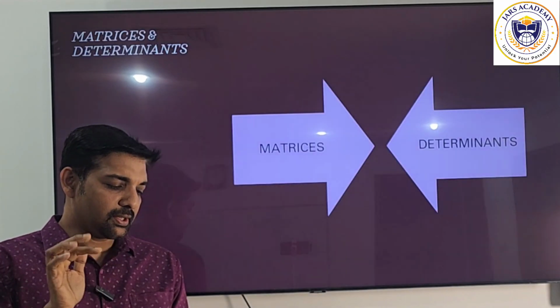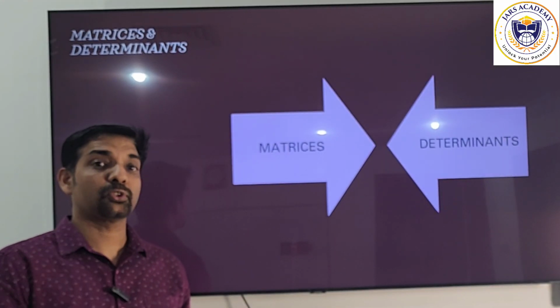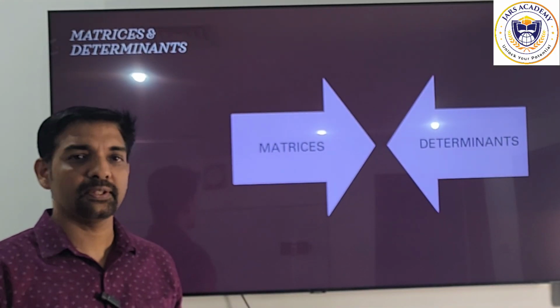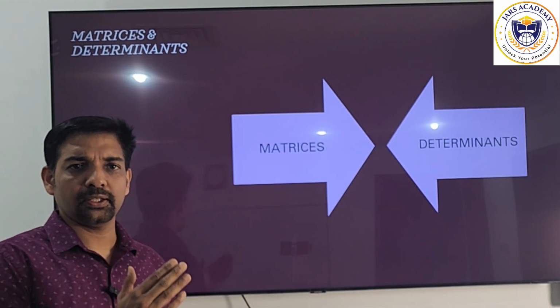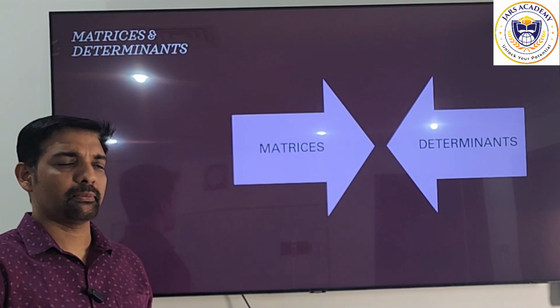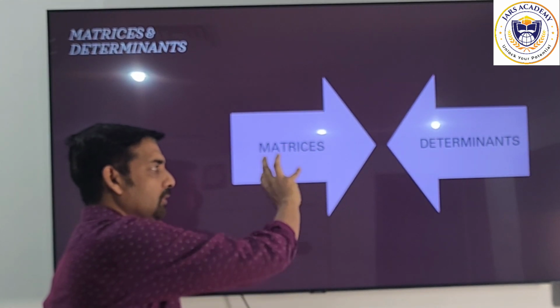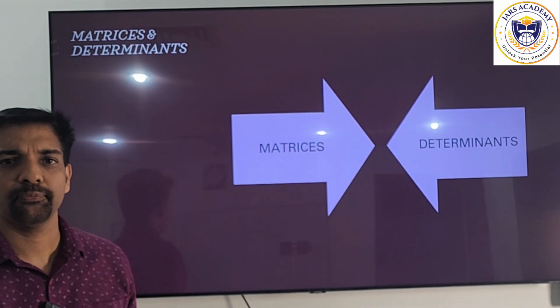Our third bundle of chapters is an easy, scoring topic: matrices and determinants. It's a topic from class 12. In class 12, matrices and determinants are two different chapters, but combined questions will be asked.